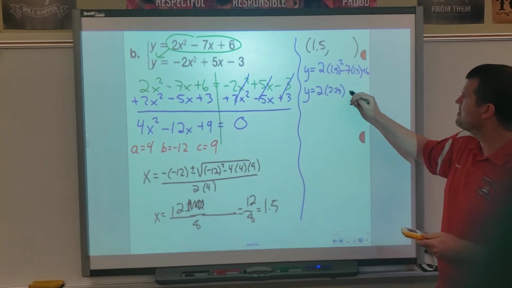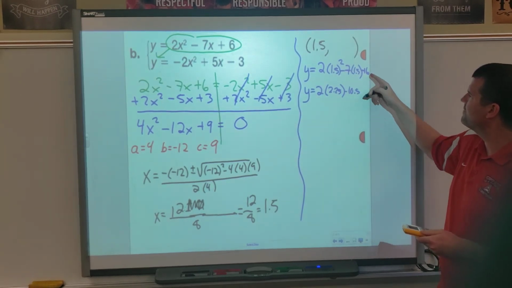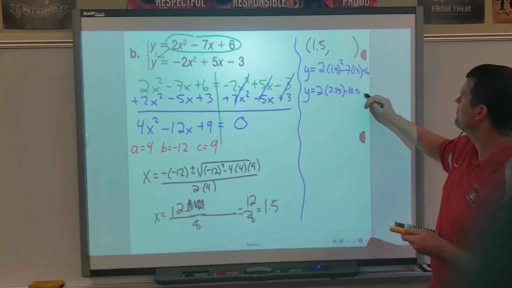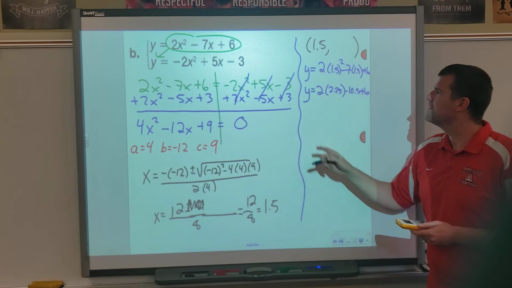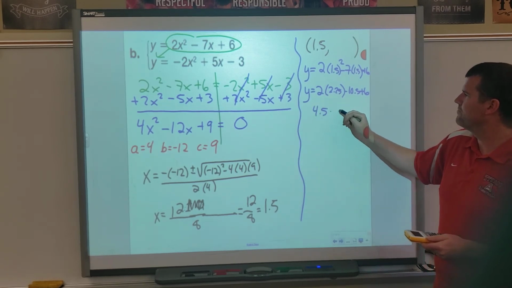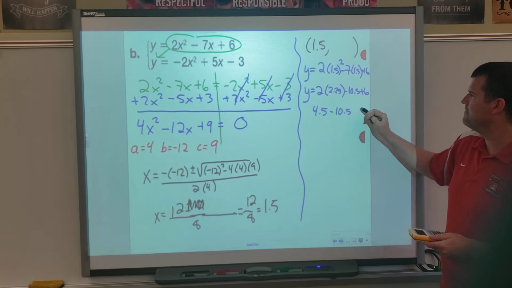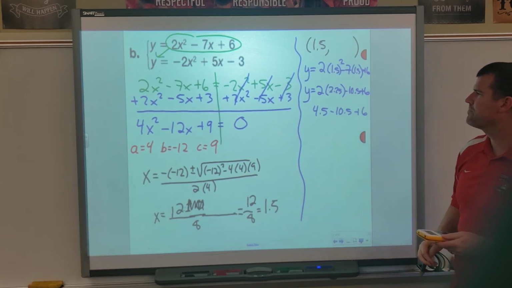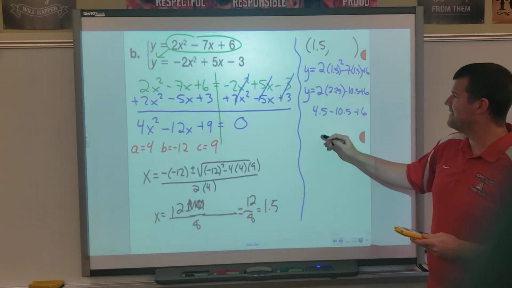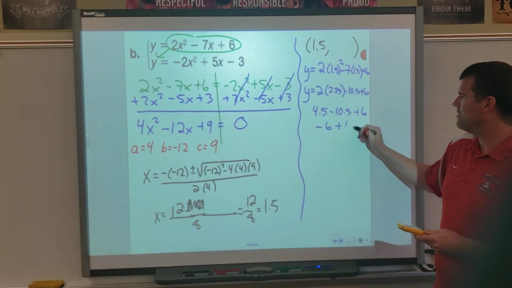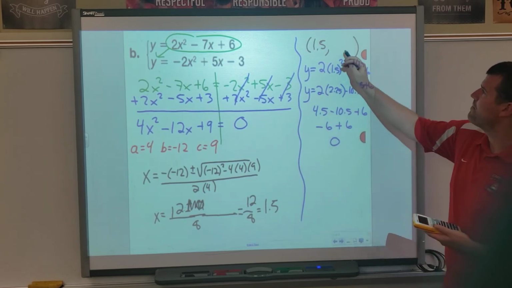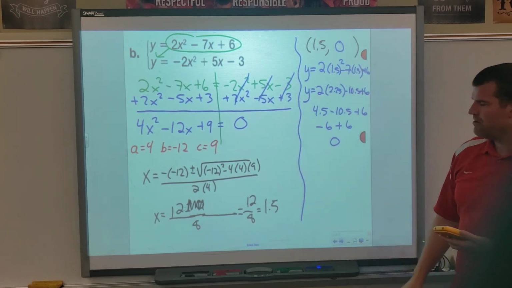So minus 10.5. Plus 6. Sorry, this is a little sloppy here. 2 times 2.25 is 4.5. Then we have minus 10.5 plus 6. 4.5 minus 10.5 is negative 6. And negative 6 plus 6 is 0. So my y coordinate is 0.